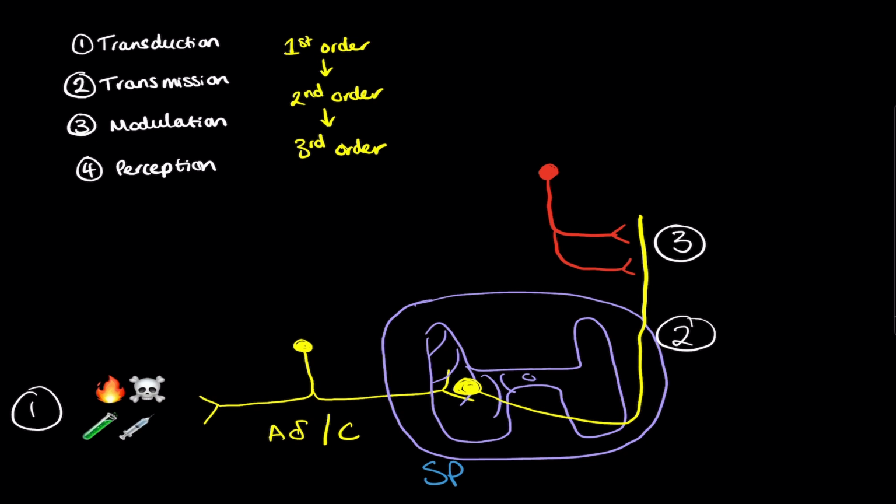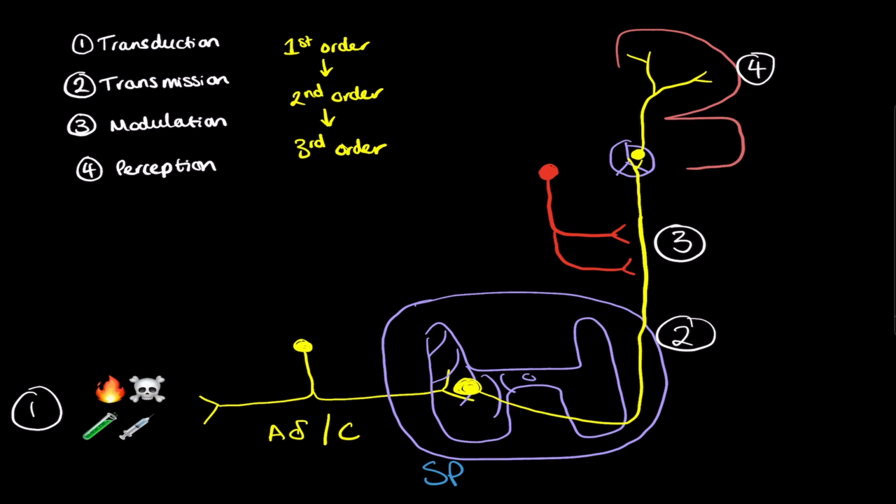Finally, the second order neuron synapses in the thalamus with the third order neuron, and the signal will then be relayed to and processed by the somatosensory cortex and the pain matrix. This is number 4, perception. Here, our somatosensory cortex tells us exactly where the pain signal is coming from and allows us to feel that pain. That's the overall basic structure of the pain pathways.